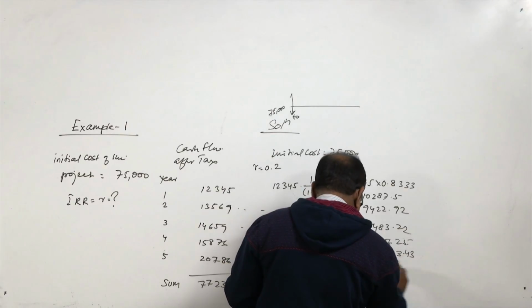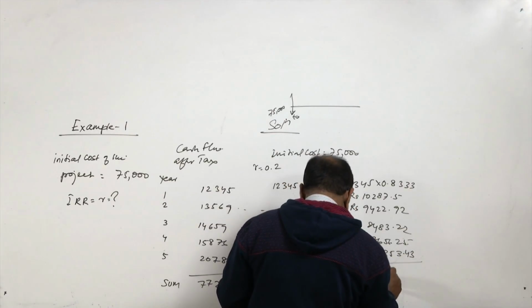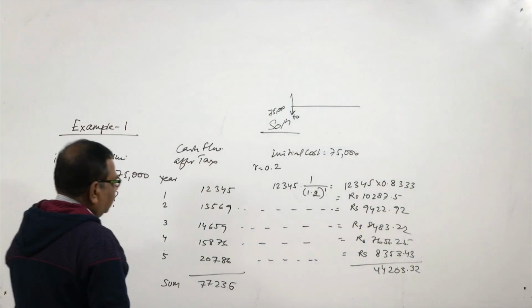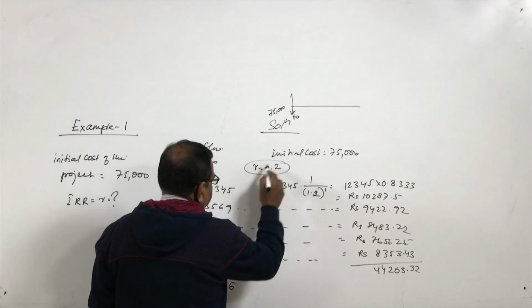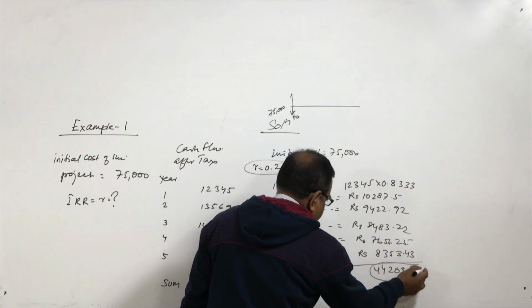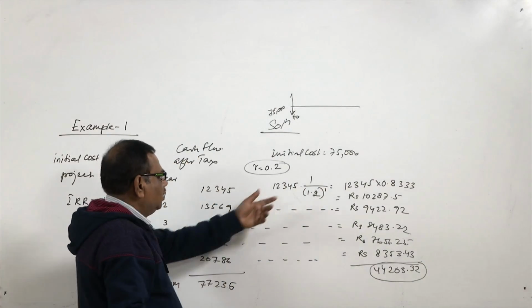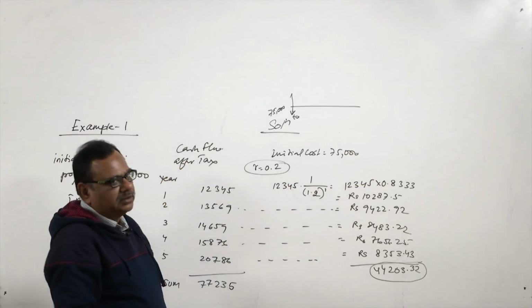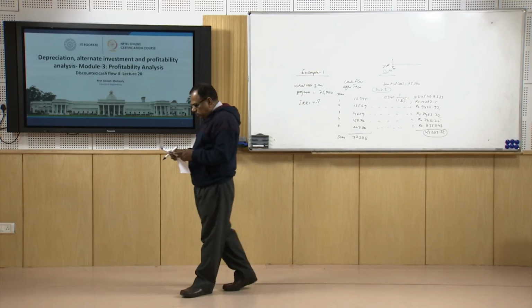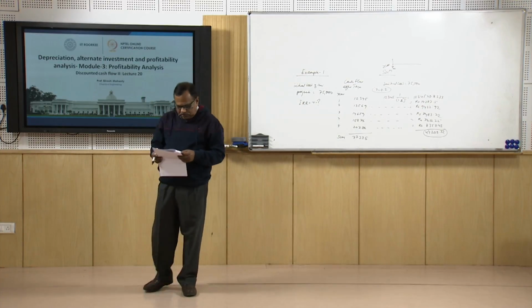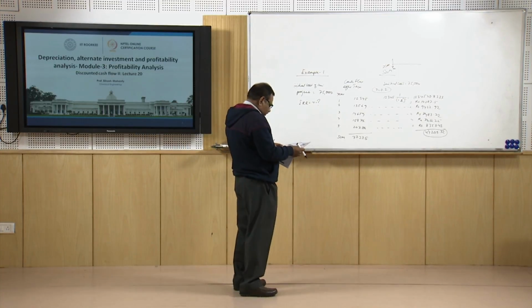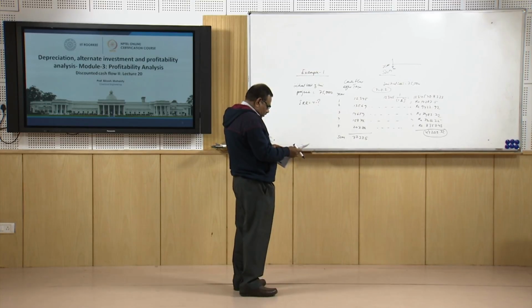If I sum this, it comes up to 44203.32. So what I find is that if I am taking R equal to 0.2, that is 20%, this value is 44,000, whereas my initial cost is 75,000. So the present value of the cash inflow is less than the cash outflow, hence the value of R should be increased.